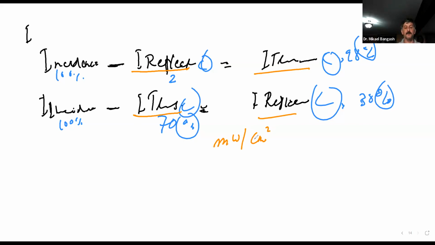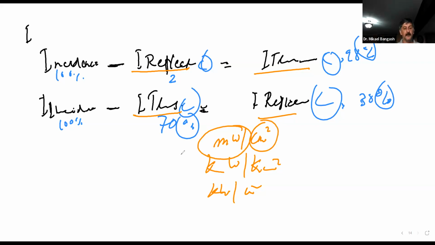You can say milliwatts per centimeter square, watts per kilometer square, for instance, or even watts per centimeter square. You can even say kilowatts per centimeter square. It doesn't really matter. As long as it's a unit of power by a unit of area, it will be an intensity. But that's only when we talk about plane intensities. Coefficients, at least for your intensities, are going to be in percentages.